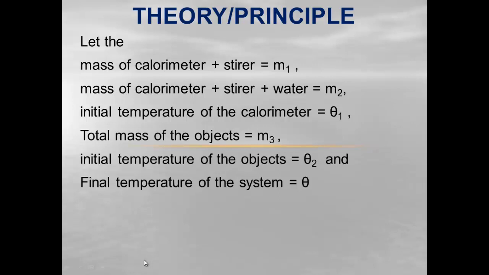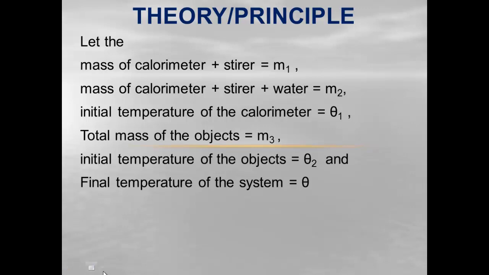Now you know by the concept of thermal equilibrium that when a hot or warm object is introduced to a cold system, the hot object will cool down and the cool system will warm up, so that finally both come to a thermal equilibrium. They will attain the same temperature. So the final temperature of the system, when the objects are completely inside the water, is the temperature of the objects, the water, the calorimeter and the stirrer, everything would be theta.